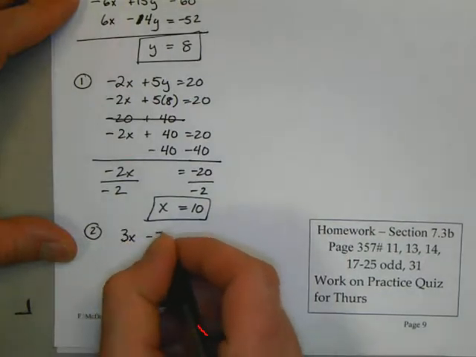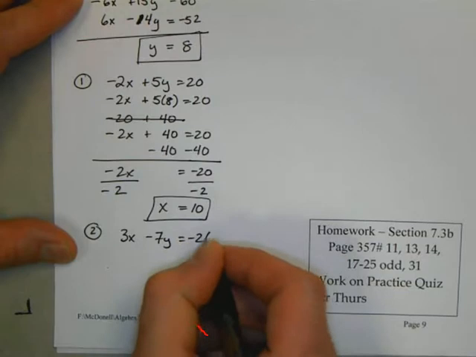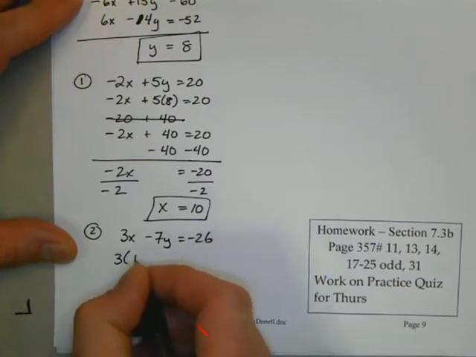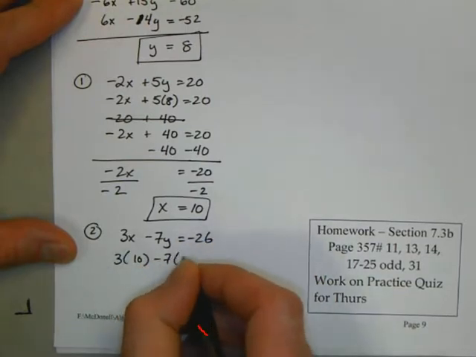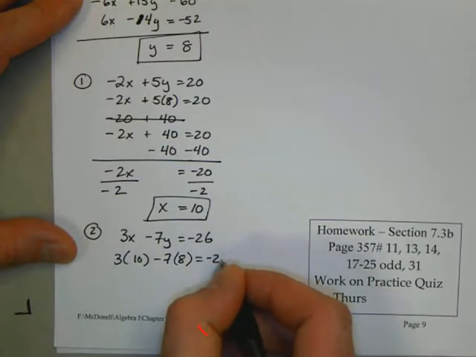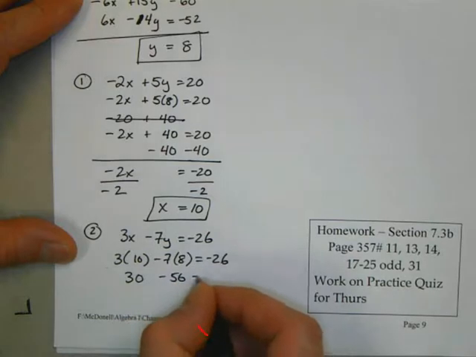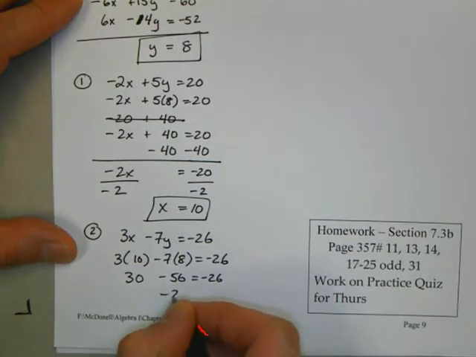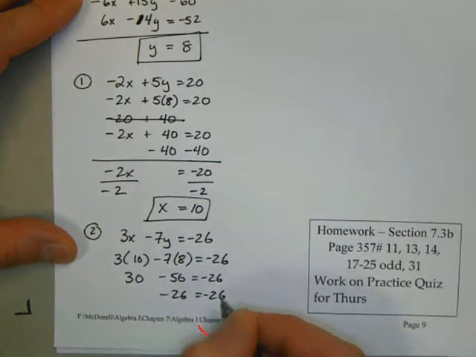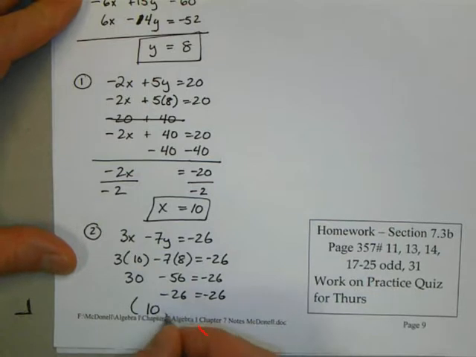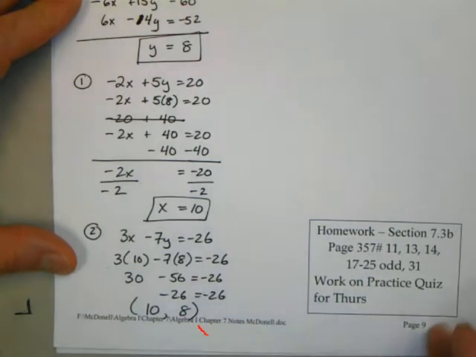Now, I'm going to check my answer. To check here, since I used the first equation to solve it, I'm going to use the second equation to check. 3x minus 7y equals negative 26. So 3 times 10 minus 7 times 8 equals negative 26. That's 30 minus 56 equals negative 26. And that does work. So my answer is 10, 8.